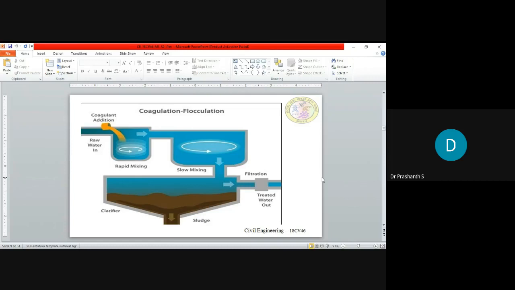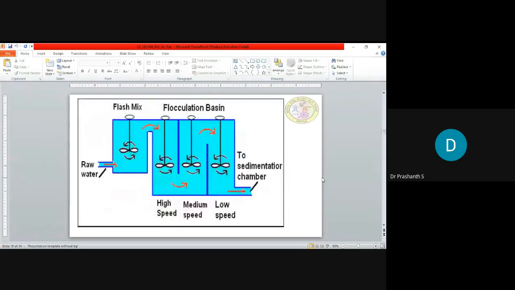Then it is taken to a sedimentation tank where it is allowed to stay quiet for some time. All these coagulants and the particles attached to them settle because of their own weight. Clearer water is taken, and whatever sludge is developed and deposited at the bottom of the tank is taken outside. This is the general sedimentation tank aided with coagulation.